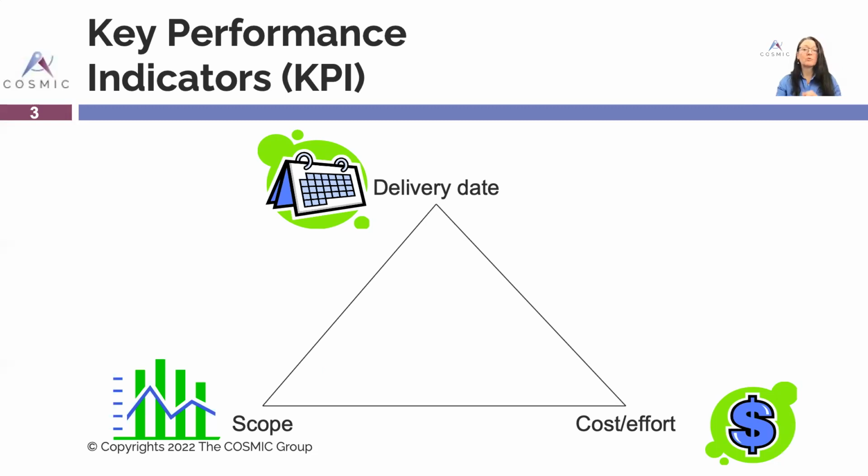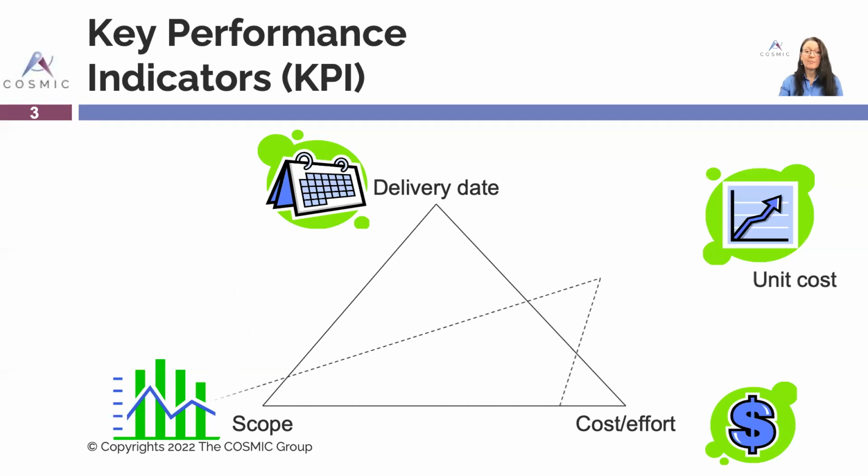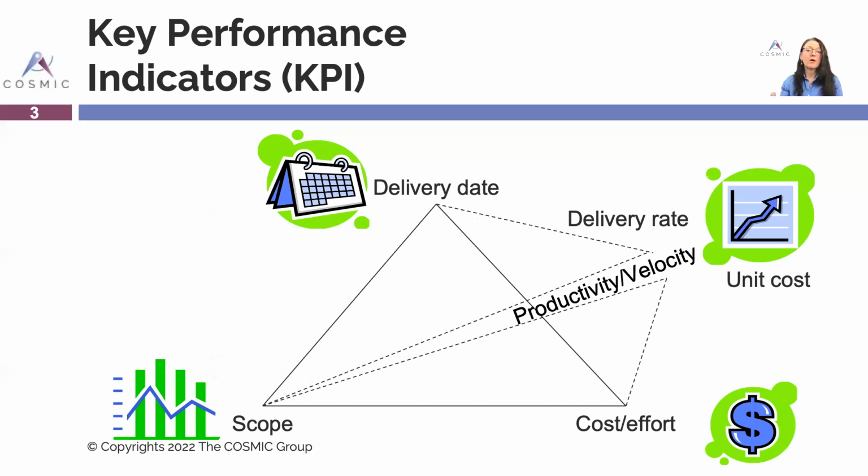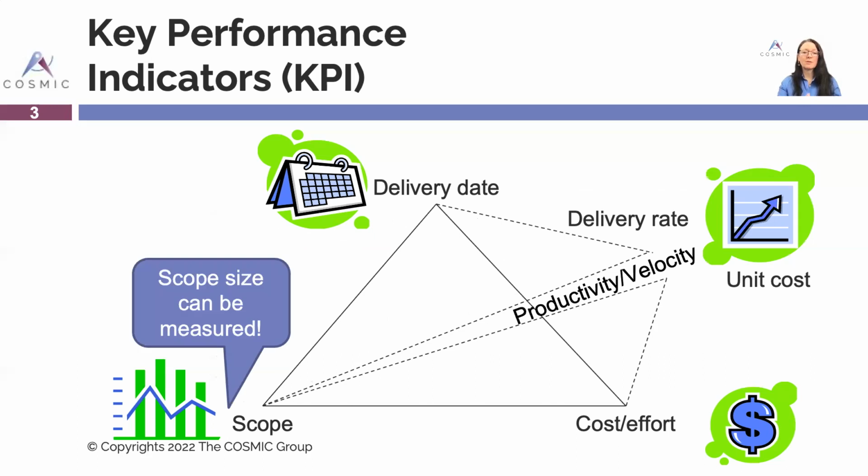But if you want to know if your software performance is efficient, we have to compare the scope and the cost or effort to derive a unit cost, and the scope with the delivery date. So we have an indicator called the delivery rate. Those two together are often referred to as productivity, or velocity if you're in an agile world. And the Cosmic method does measure the scope size.